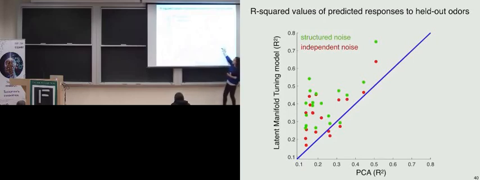But as I showed in the modeling part, we can also assume structural noise in the observation distribution, which is the green dots. You can see that with structural noise, we get better predictive performance, which means it probably explains the data better. So the final conclusion of this slide is that our proposed latent manifold tuning curve model with structural noise has better predictive performance compared with PCA.